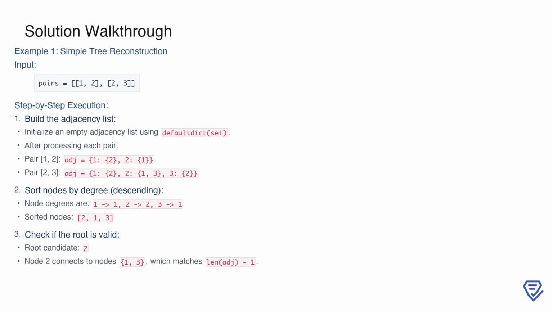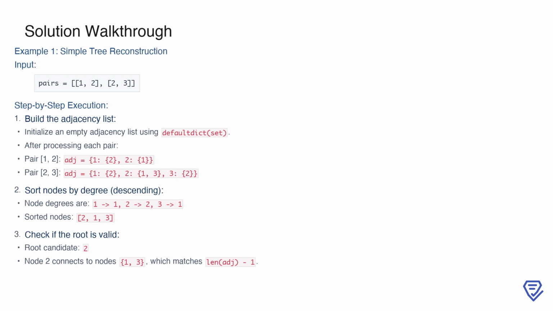To begin reconstructing the tree, we first take the input pairs [1, 2], [2, 3], and build an adjacency list. The adjacency list is a dictionary where each key represents a node and its value is the set of nodes it directly connects to. We start by initializing an empty adjacency list. Processing the pair [1, 2], we update the list to show that node 1 connects to node 2 and vice versa, adj equals {1: {2}, 2: {1}}. Adding the next pair [2, 3], we expand the adjacency list further, adj equals {1: {2}, 2: {1, 3}, 3: {2}}.